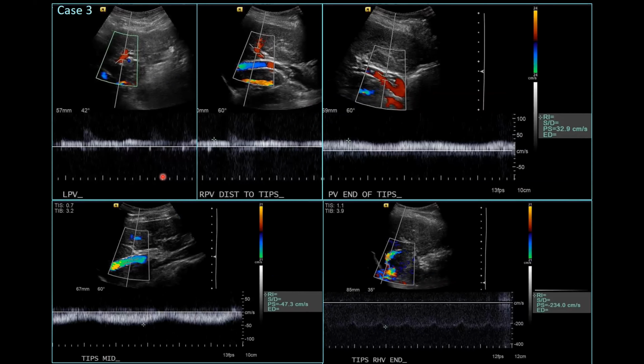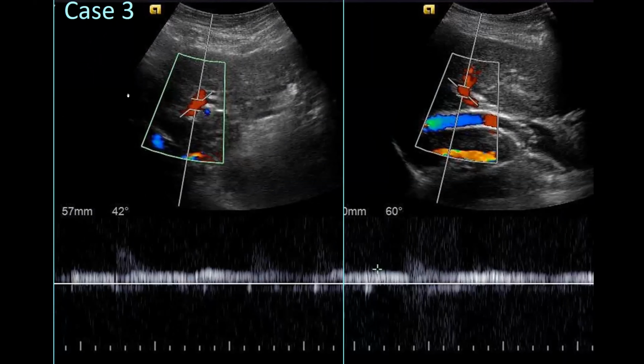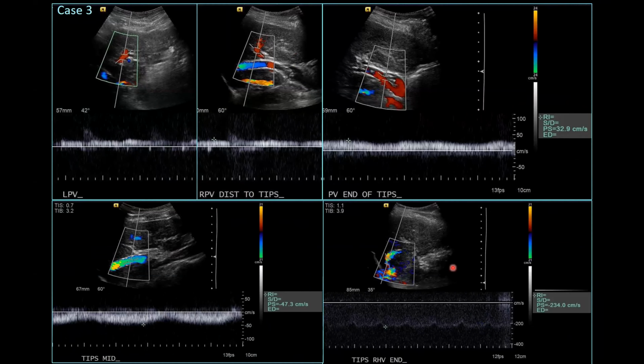Okay, let's turn our attention to this case, and I think we're going to have to blow up on these. So first, we're looking at the left portal vein here. It's hepatopetal. The right portal vein is hepatopetal. So that's not what we want on the TIPS generally. Here, the velocity is 33 centimeters per second. So it's not bad, but it's not as good as we've seen. And then in the TIPS, it's 47 centimeters per second in the mid portion of the TIPS.